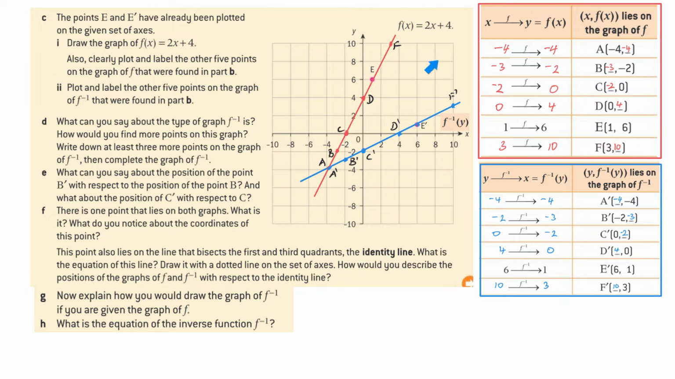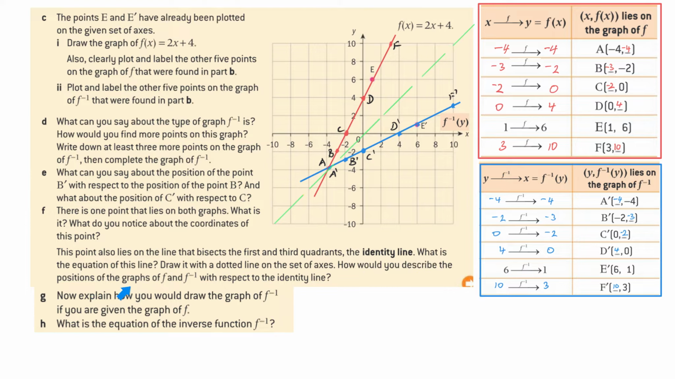So along that line, the x values and the y values are all the same, as we saw with point A. If you extend it all the way up here, 6, 6 is on that line, 8, 8 is on that line, 10, 10 is on that line. Draw it with a dotted line on the set of axes. Okay, there it is. It's not so much a dotted line as a dashed line, but that's the y equals x axis, and that's the line that they call the identity line.